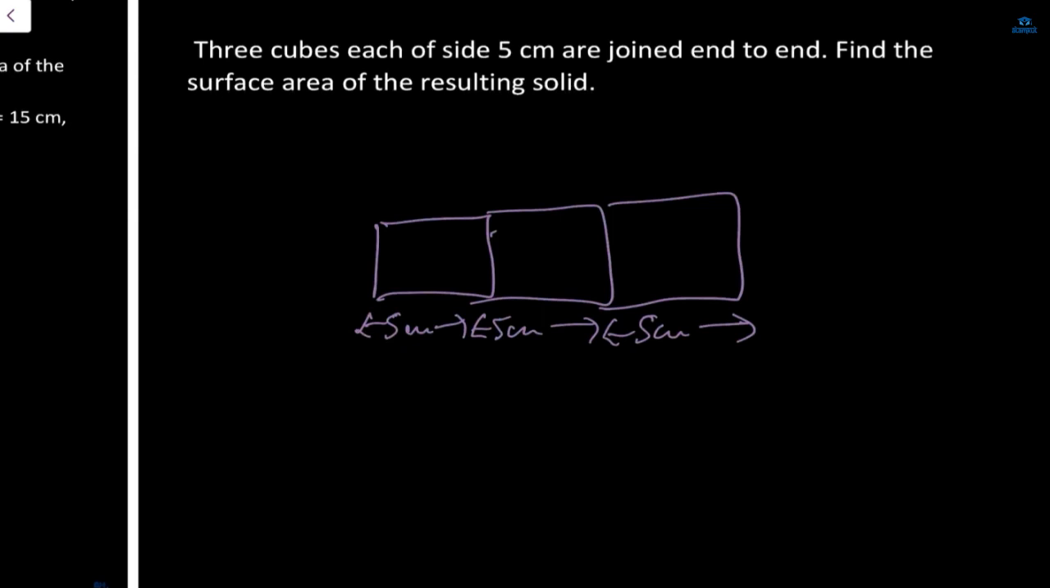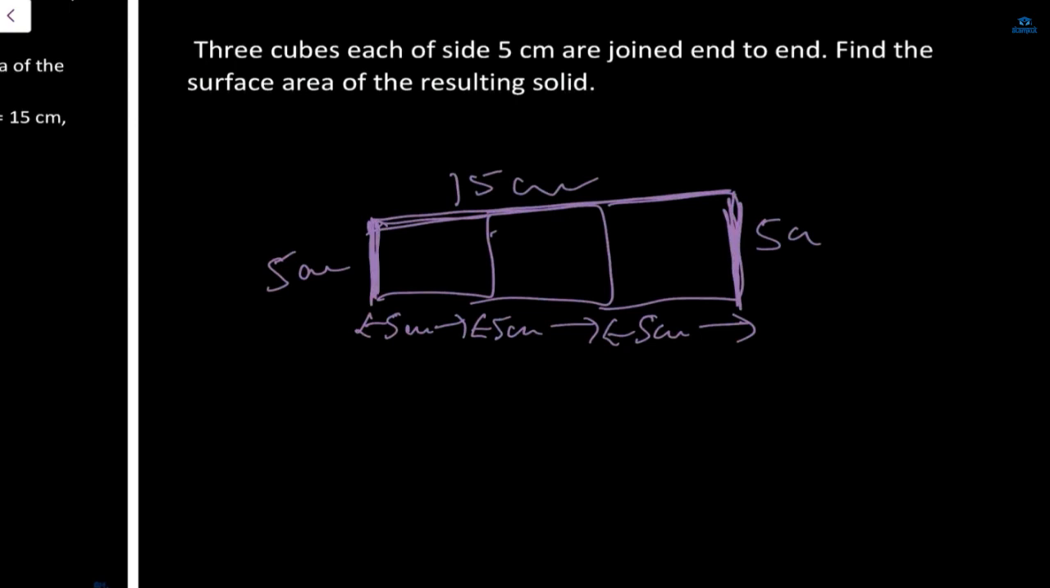Or you can do this, since it is a combination of solids. If you see here, it forms a cuboid. This will be 5 centimeter, these two will be 5 centimeter, and the total will become 15 centimeter. Because you need to find the total surface area, you don't have to consider the middle ones, since the 3 cubes of side 5 are joined end to end.